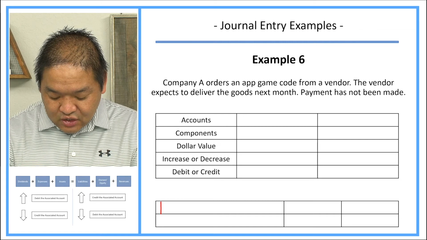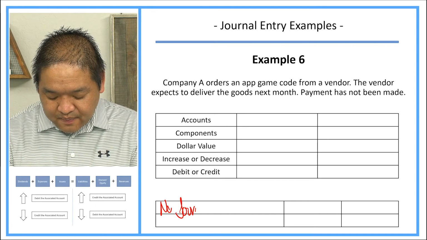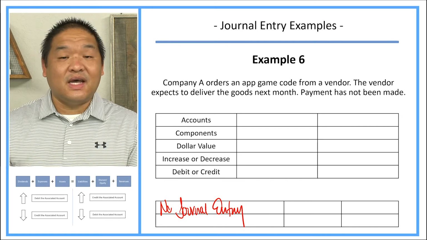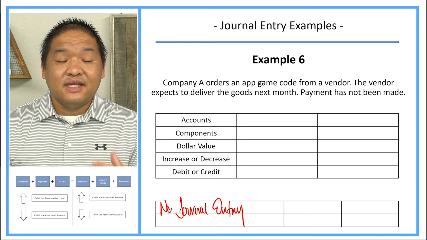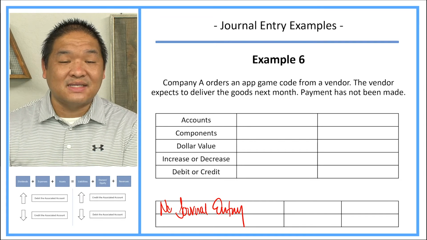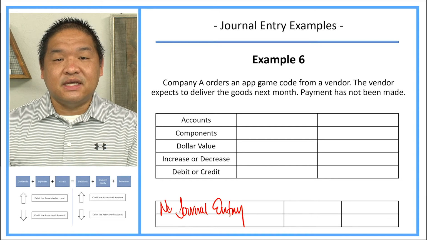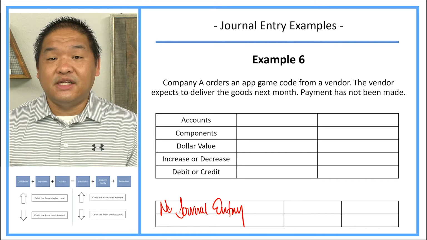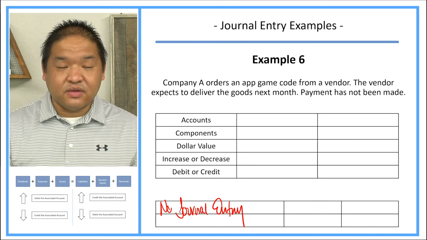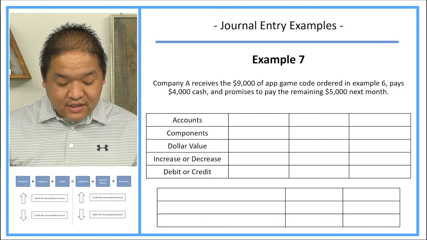So there is no journal entry. We are done with example 6. It's important to understand that just because a transaction happens doesn't mean it actually impacts the accounting equation. And if it doesn't impact the accounting equation, we don't need to do anything with it. So we are good here with example 6. Moving on to example 7.